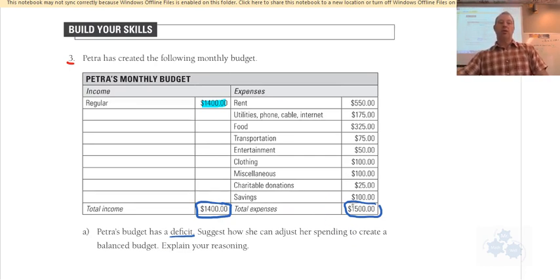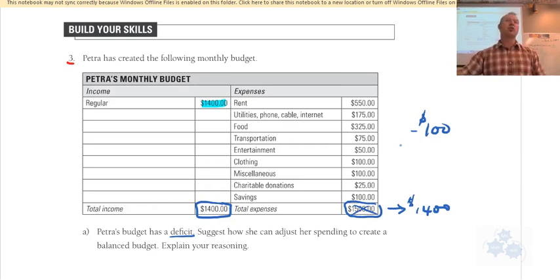Now the balanced budget is going to mean that this $1,500 has to turn into $1,400. See that? We don't want 15, we want 14. So we have to subtract $100 from here somewhere. So there are many different ways that she could trim her budget. I would not suggest taking the $100 off just one thing.